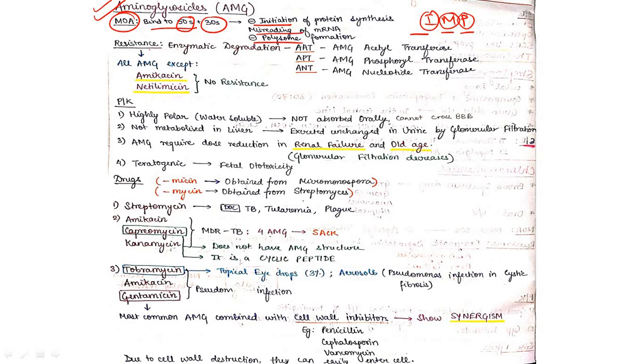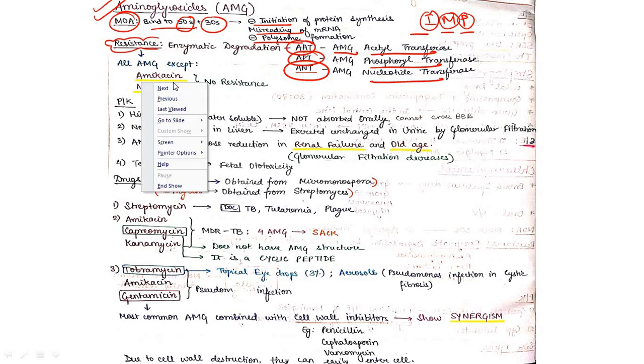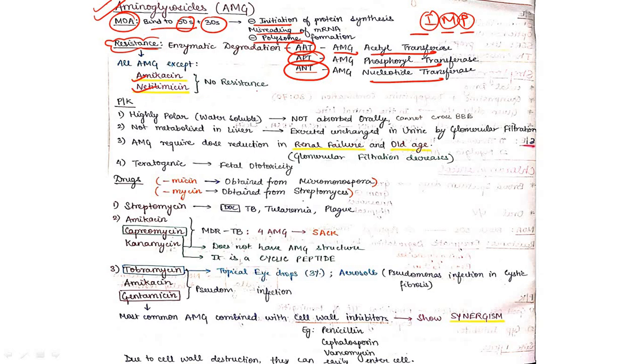Now when we come to resistance, it is the same enzymatic degradation by AAT, APT, ANT, that is AMG acetyl transferase, phosphoryl transferase and nucleotide transferase, clear. But these two have no amikacin, and netilmycin has no resistance, clear.